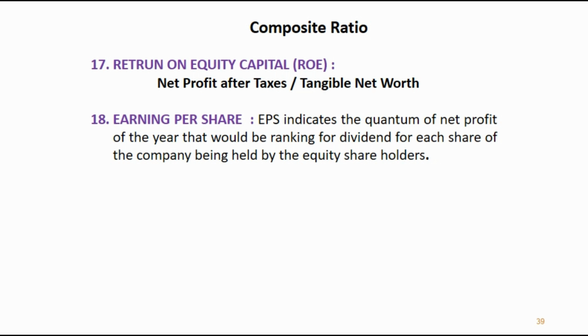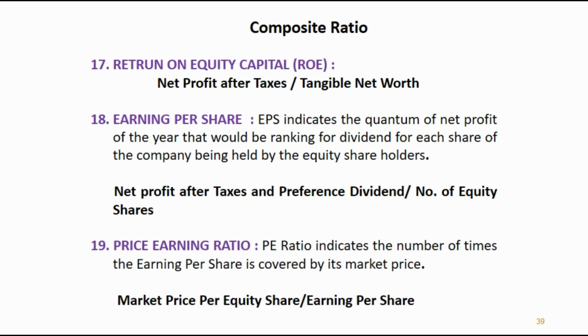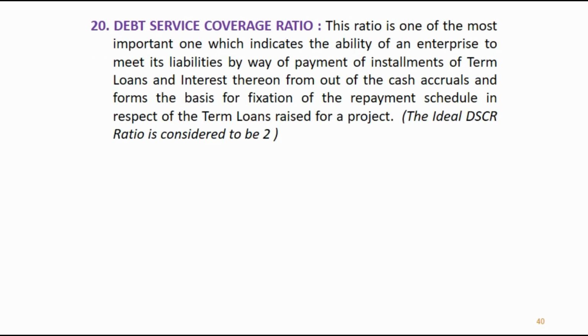Earning per share indicates the quantum of net profit of the year that would be ranking for dividend for each share of the company being held by equity shareholders. Net profit after taxes and preference dividend divided by number of equity shares. Price earning ratio indicates the number of times the earning per share is covered by its market price. Market price per equity share divided by earning per share.